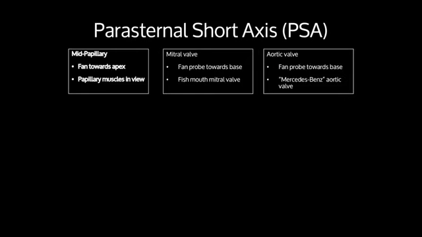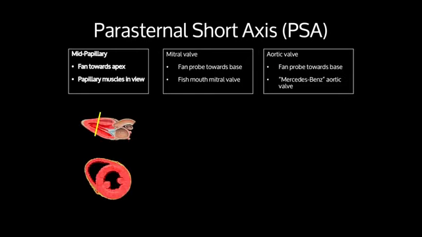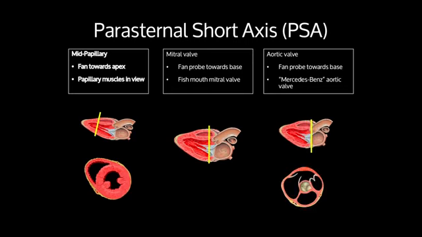So in review, more inferiorly or towards the apex is the mid-papillary view. Fanning up towards the head, you can see the fish-mouthed mitral valve. Most superiorly, you can begin to see the aortic valve.